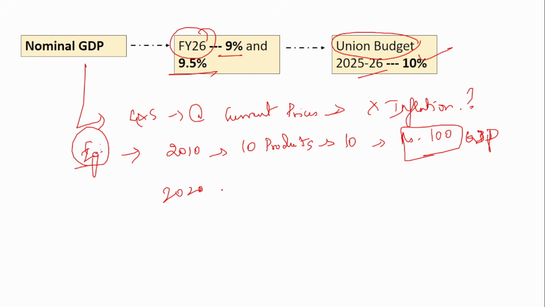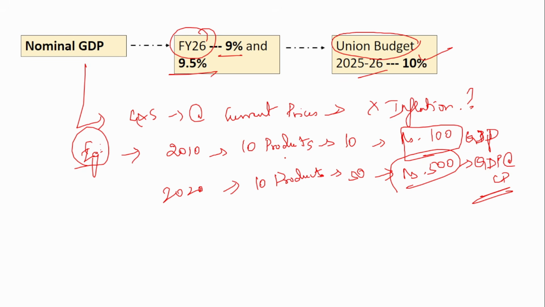Now let us move to 2020. The same 10 products were manufactured, but the cost of each was 50 rupees. Then the total value of goods and services became 500 rupees. So the GDP at nominal price, that is, at current price, became 500. The volume has not increased. In 2010 also 10 products were produced, and in 2020 also 10 products were produced. But what changed was the price of the product. From 10 it increased to 50. And what is this called? This economic term is called inflation.